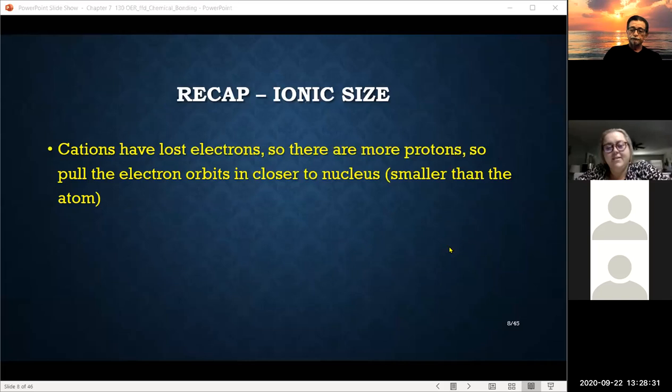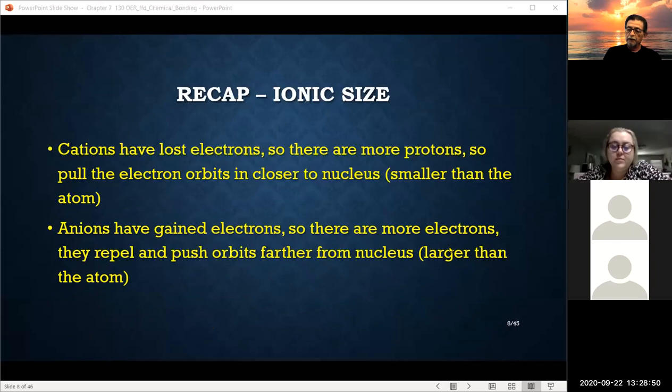Okay, so to recap the ionic size: cations, when they lose electrons, lose the outermost shell, the valence shell. But now they have more protons, more positive charge, so they pull those electrons a little bit closer. Plus, they lost that outermost shell too. So obviously the cation is much smaller in diameter than the element it began with.